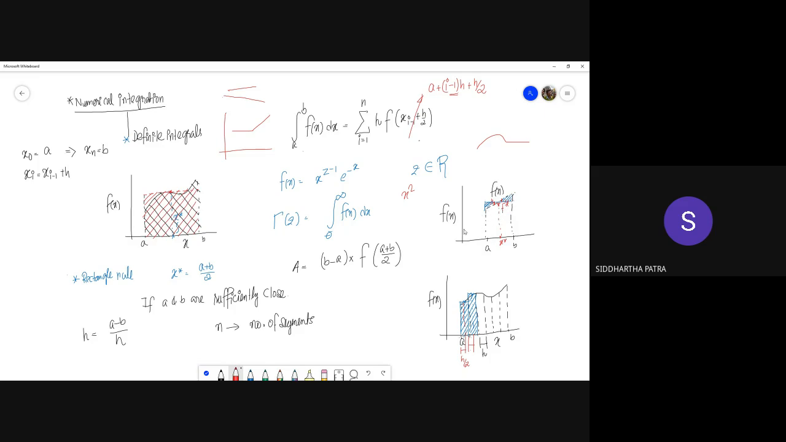So then, rectangle rule, can we write the pseudo code or algorithm for this? Of course, sir. Yes, sir.